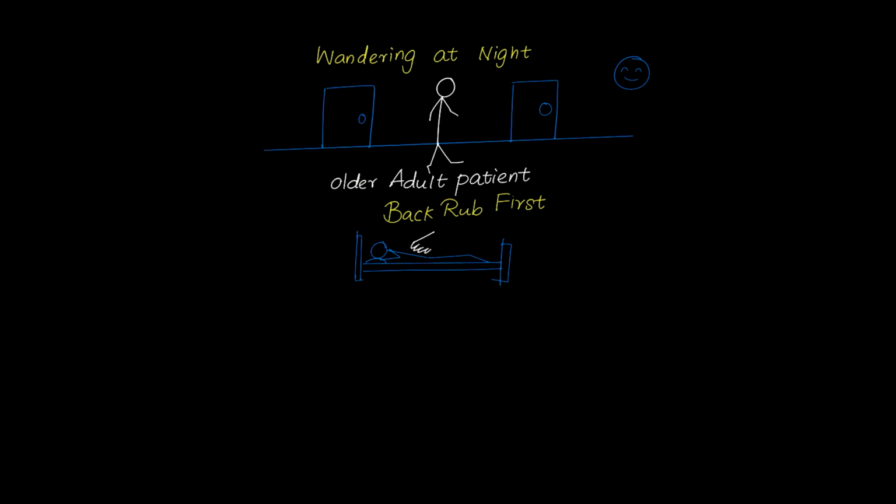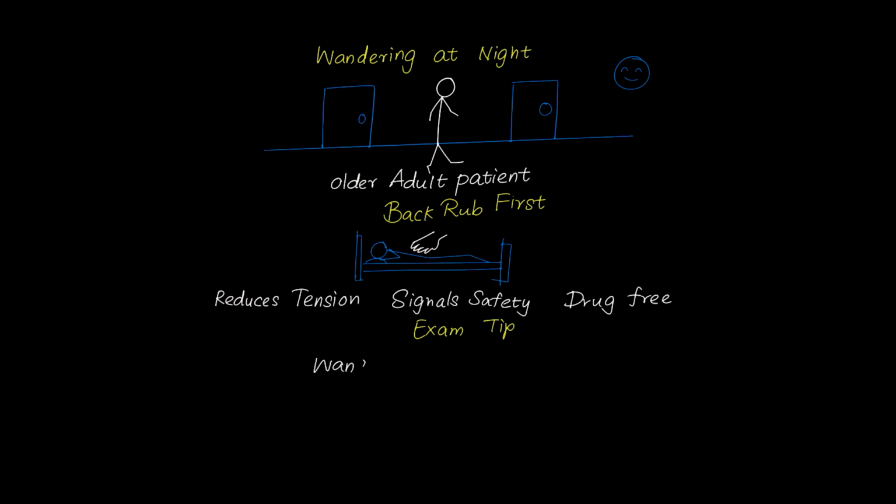A back rub reduces muscle tension, signals safety through touch, and eases the patient back toward drowsiness without adding drug burden. Offering coffee makes the problem worse, because caffeine is a stimulant, and this patient is already failing to sleep. Turning on overhead lights sends a bright daytime signal to the brain, and shuts down melatonin when you need the opposite. Extra sleeping pills without a fresh order are unsafe for older adults, raising fall risk, confusion, and next-day sedation. The calm, tactile, drug-free approach wins.